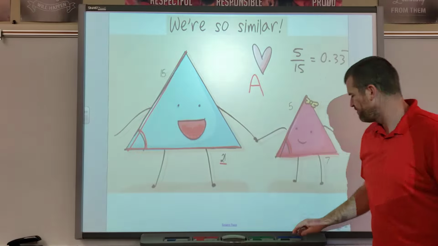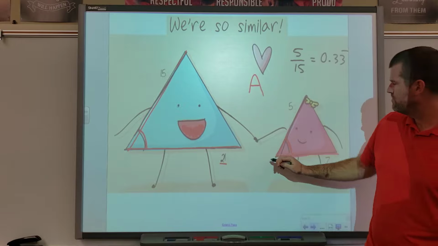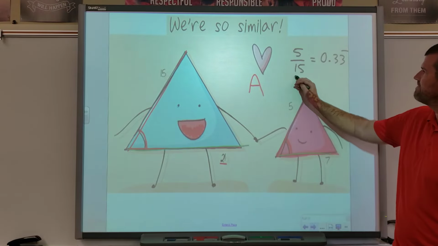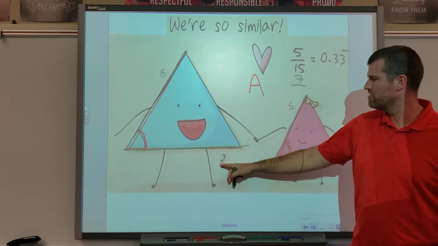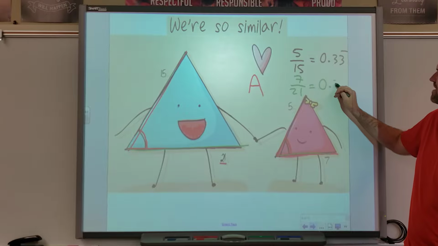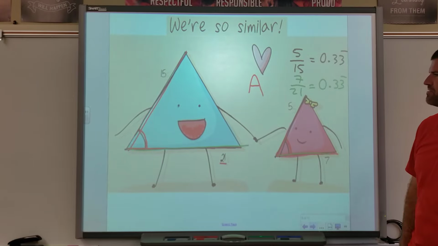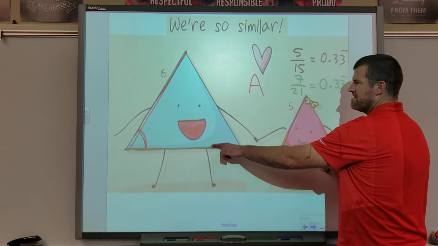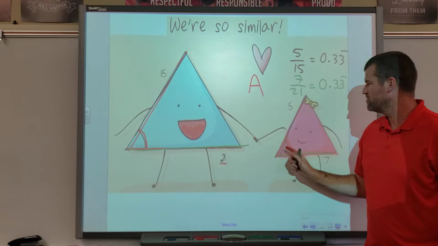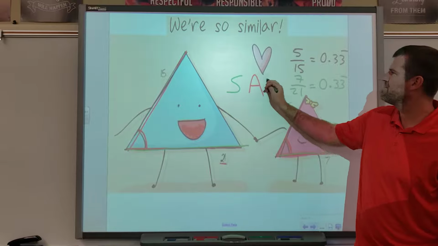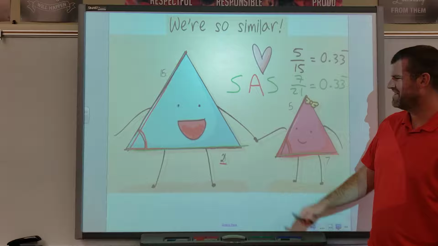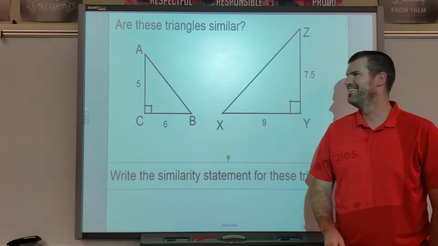And then if I take these two sides, the new side of 7 and the original side of 21, hey, look at that, the scale factor there is also 0.33. So these sides and these sides are proportionate, and the angle in between is congruent. So they are in fact similar by side, angle, side. Aren't they cute? Okay, moving on.